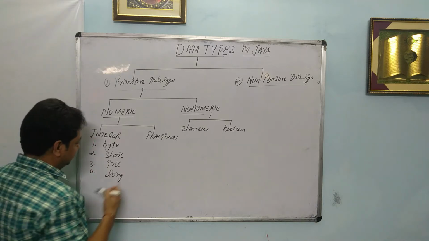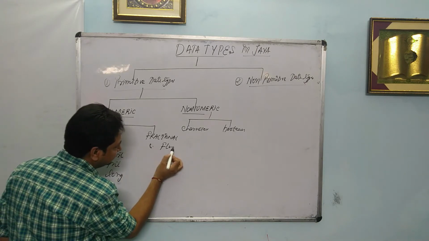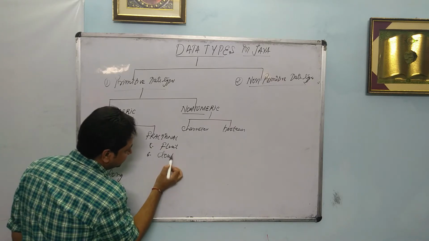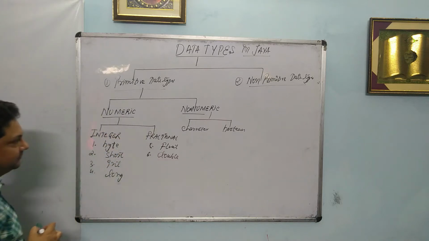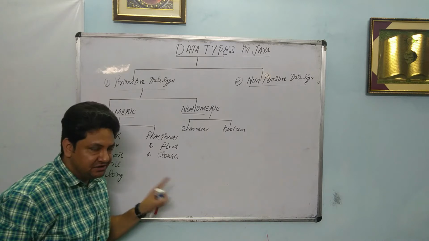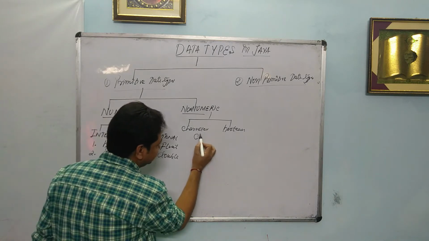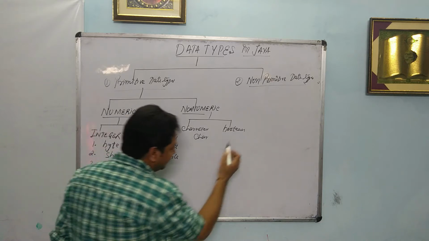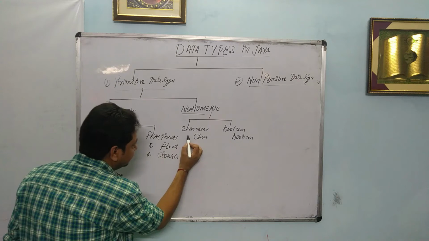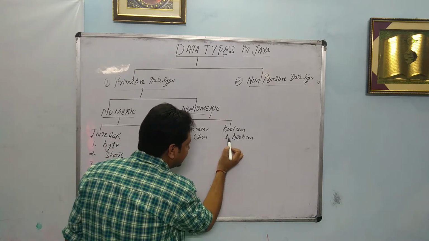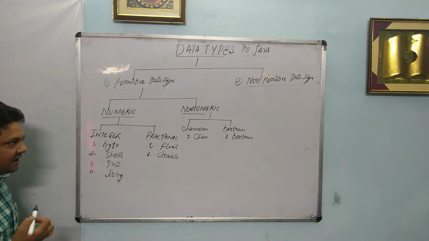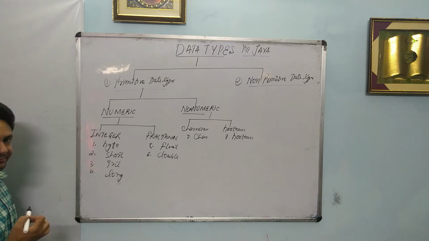Now what about fractional? Float and double. These are responsible for handling the fractional data which contains some decimal digits. Char and Boolean. Okay, 6, this one is 7, and we can say this one is 8. So there are 8 primitive data types available in Java.